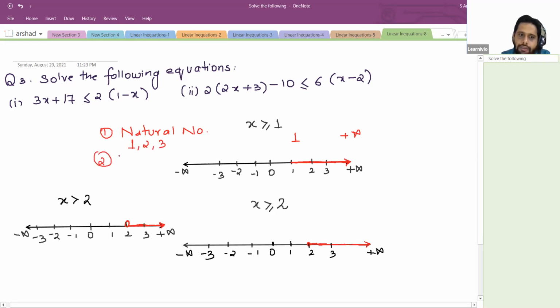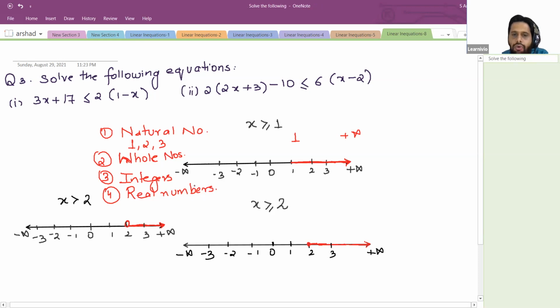And second is Iram. Iram, what are whole numbers? Whole numbers are counting numbers starting from 0, 1, 2. Very good. What are integers, Iram? Integers are positive as well as negative numbers. Very good. So next, what are real numbers? All the decimal numbers, all your rational and irrational numbers are under real numbers.